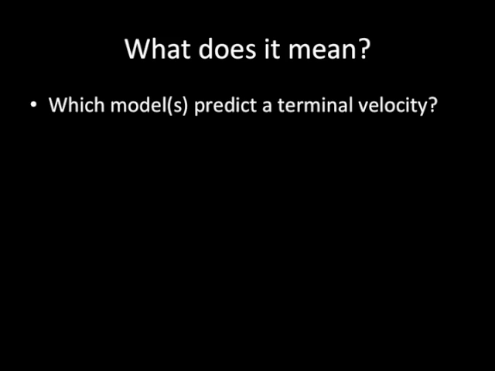So now to answer this "what does it mean" question. The model with drag predicts a terminal velocity while the other does not. Terminal velocity is achieved when the drag force equals the weight force and the object has constant velocity. Therefore, drag must be present for terminal velocity to be achieved.